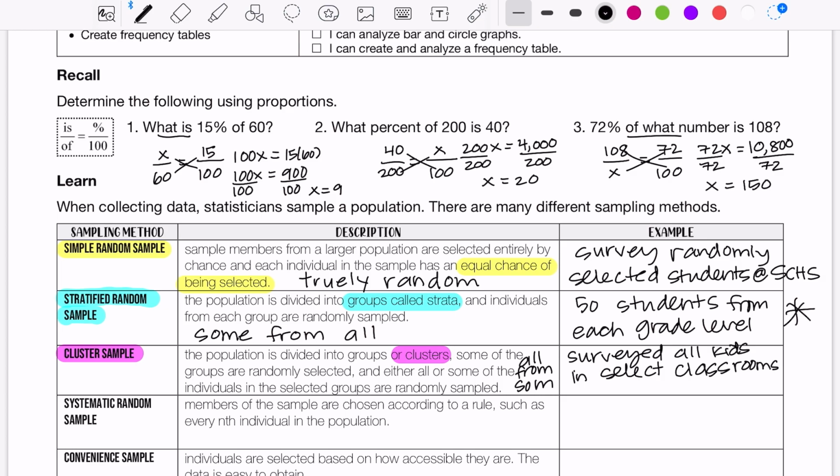Systematic is really easy to see. You'll always be able to pick that one out because it's always going to be like every nth individual. So if you see ask every 10th person, then it's going to be systematic because it's a system. So like every 100th person who walks in the door.